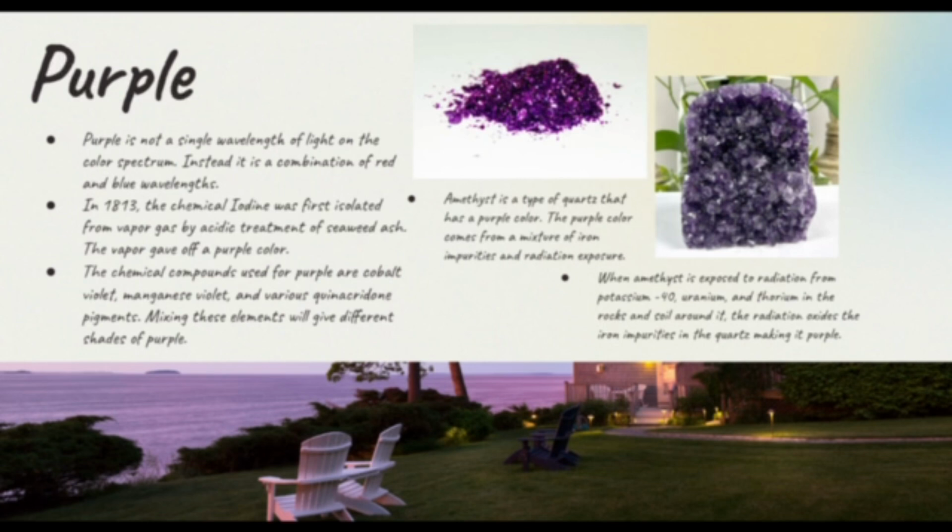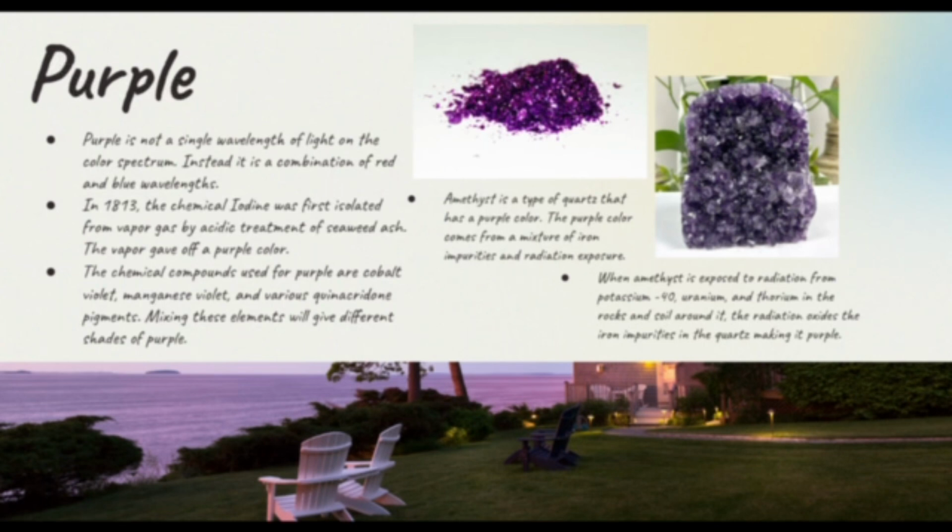Purple. Purple is not a single wavelength of light on the color spectrum. Instead, it is a combination of red and blue wavelengths. In 1813, the chemical iodine was first isolated from vapor by acidic treatment of seaweed ash. The vapor gave off a purple color.